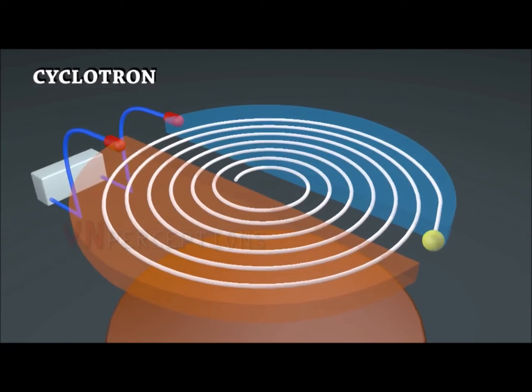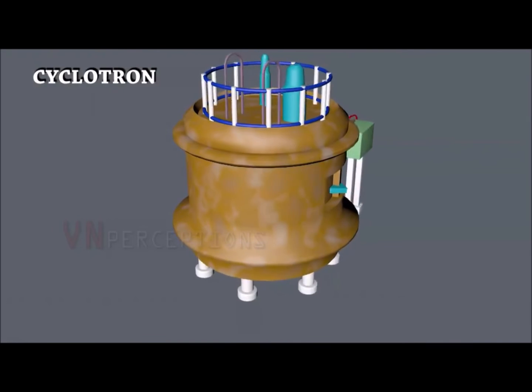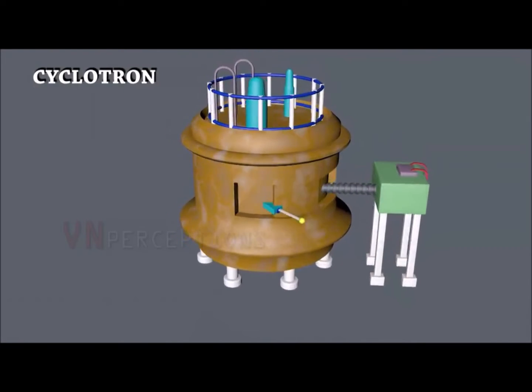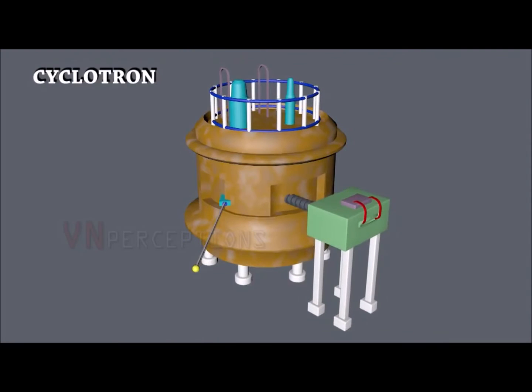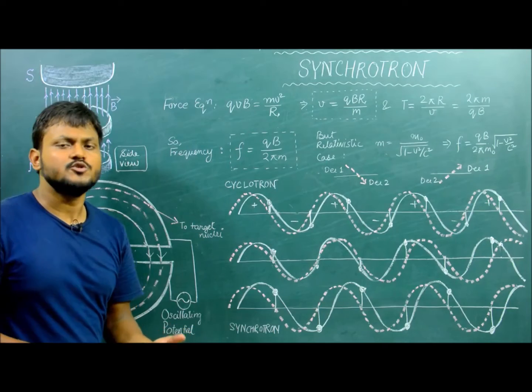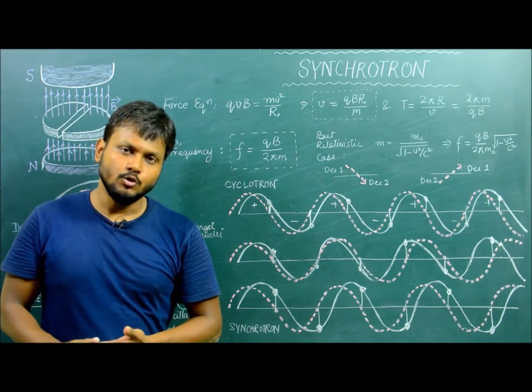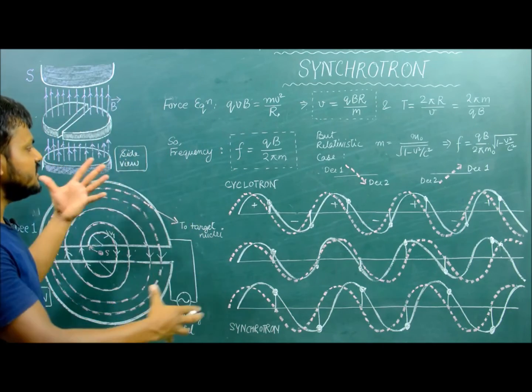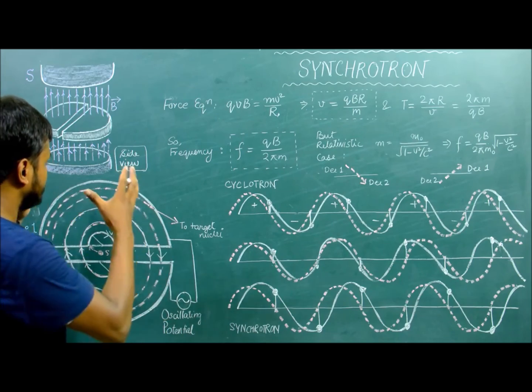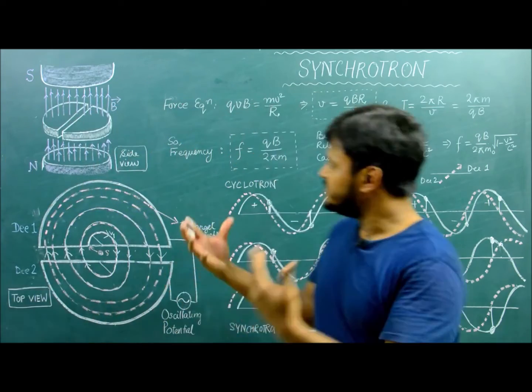Finally, when the particle has no more space to grow in radius, it is thrown out through a window. With such a high velocity, the particle has high energy and it hits the target, to bombard some kind of a target nucleus to perform some sort of nuclear experiment. So this is the general idea of a cyclotron.